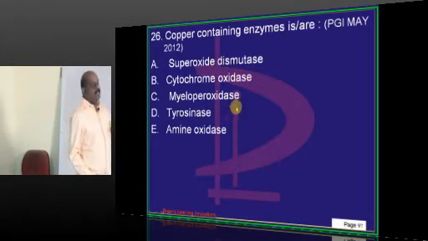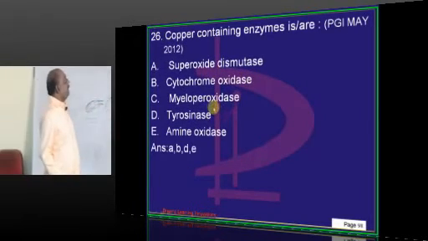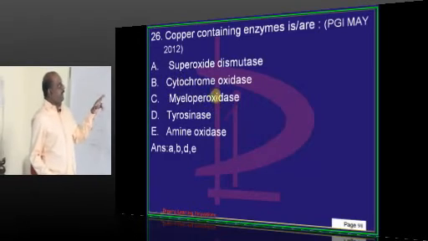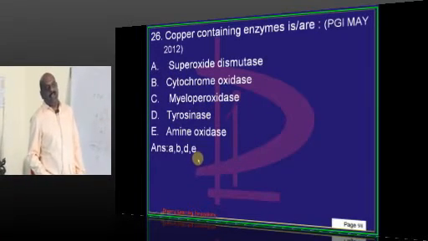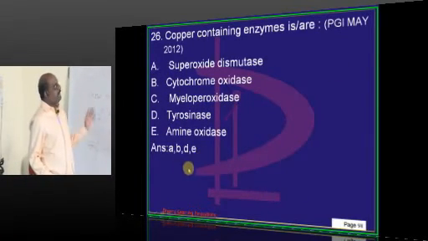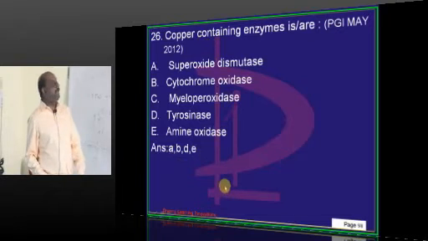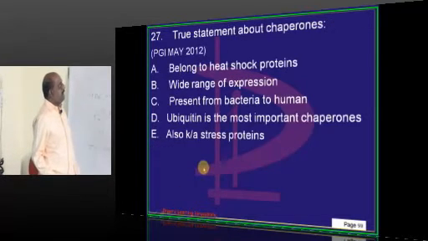What are copper containing enzymes? Basically superoxide dismutase, cytochrome oxidase, tyrosinase, amine oxidase, they're all basically the copper containing enzymes is what you have to basically remember.